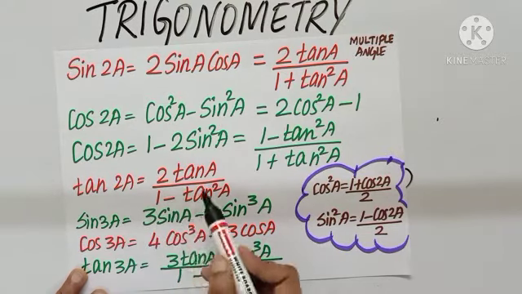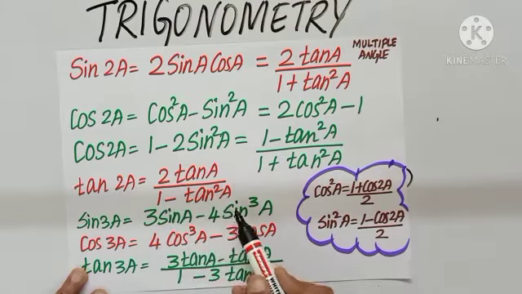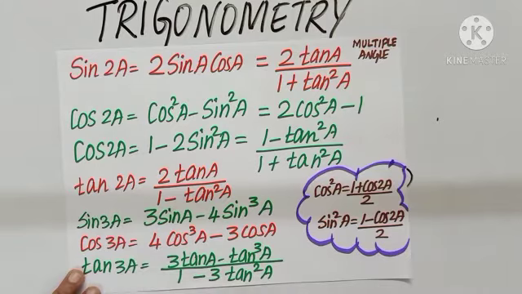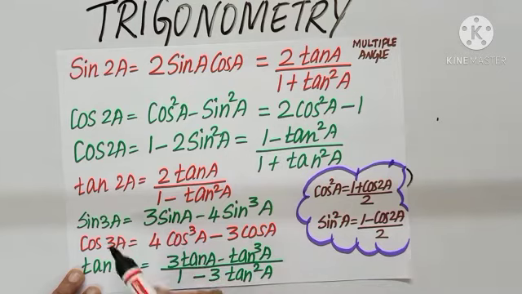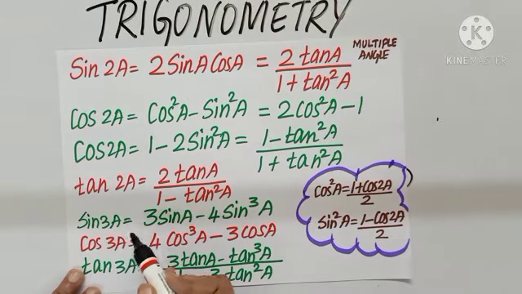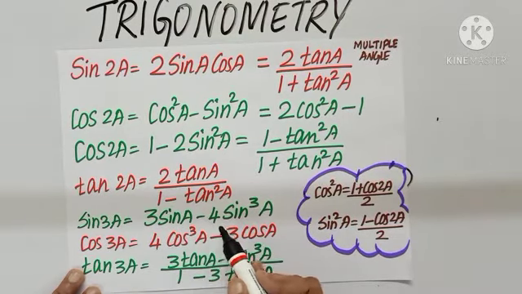Tan 2A, we have only one formula: 2 tan A by 1 minus tan square A. When it is the case of 3A, in 2A itself we will write 2A plus A as 3A and derive this formula. What is sine 3A? It is 3 sine A minus 4 sine cubed A. What is cos 3A? It is 4 cos cubed A minus 3 cos A. Tan 3A: 3 tan A minus tan cubed A by 1 minus 3 tan square A.